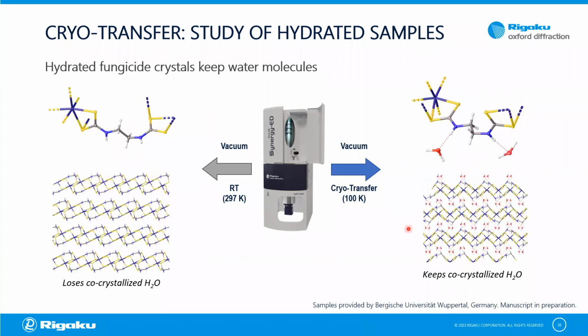Another example which showed this beautifully, that they usually don't lose the crystallinity, is this one with this fungicide maneb. At room temperature, again, it loses the water. We have these sheet-like coordination polymers. But again, when we cool it down to 100 Kelvin, with the help of cryo transfer, we could keep the water.